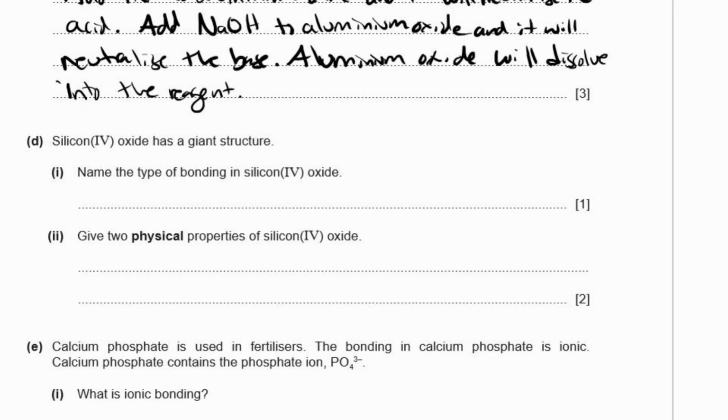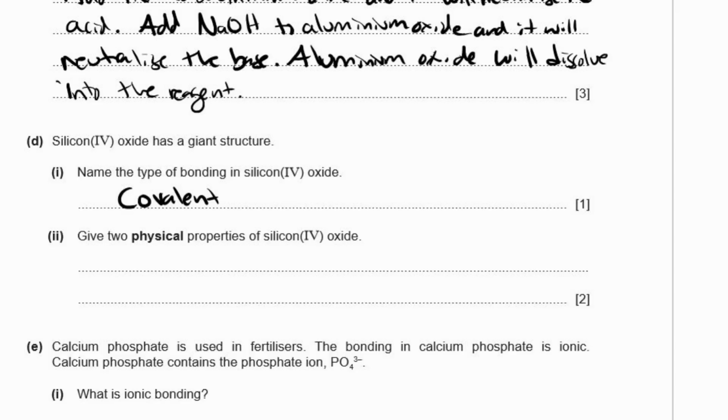D. Silicon 4 oxide has a giant structure. So name the type of bonding in silicon 4 oxide. The type of bonding in this giant covalent structure is covalent. Covalent bonds or covalent.